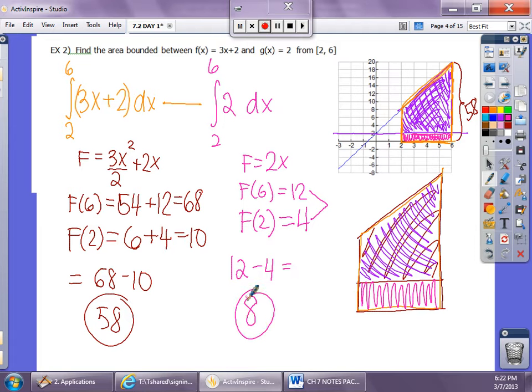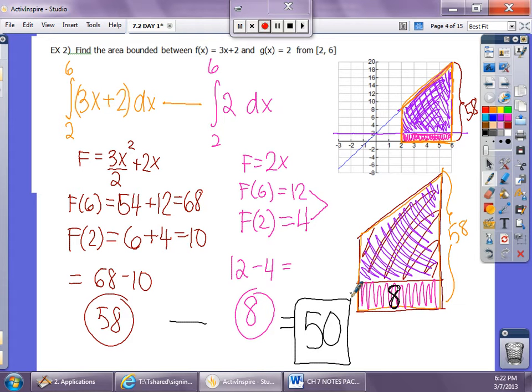And so just by looking at those values, if I told you that this whole entire area here was 58, just like I have up there, and then this pink area down here was 8, you guys would easily tell me that the area left over is 50. Hopefully I did that correct. So I'm going to use that knowledge that we have.